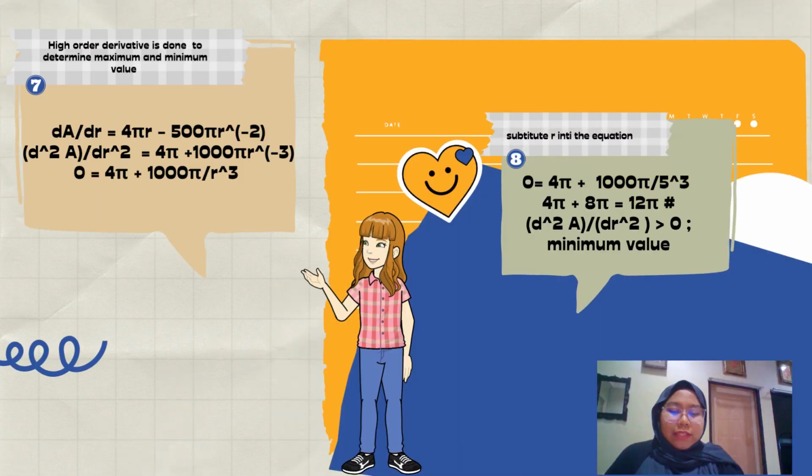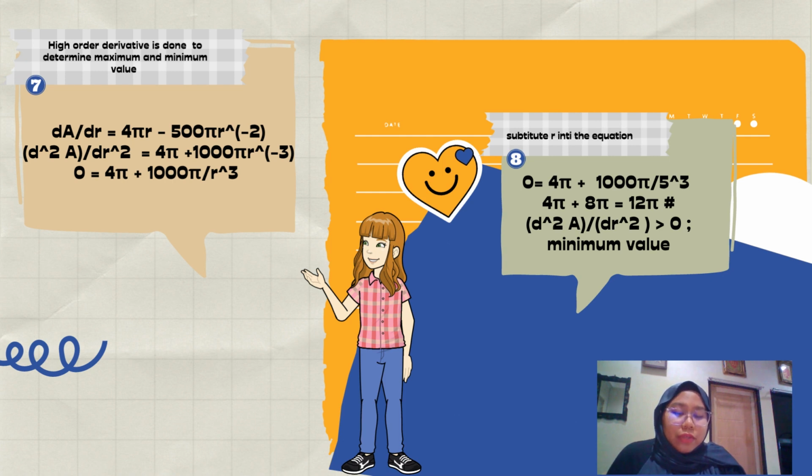Last but not least, the final thing we need to do is find out whether r equal to 5 gives a maximum or minimum value. We differentiate the A equation again, and the answer we get is 4 pi plus 1000 pi r to the power of negative 3. Next, we substitute r into the equation, and the final answer is equal to 12 pi.